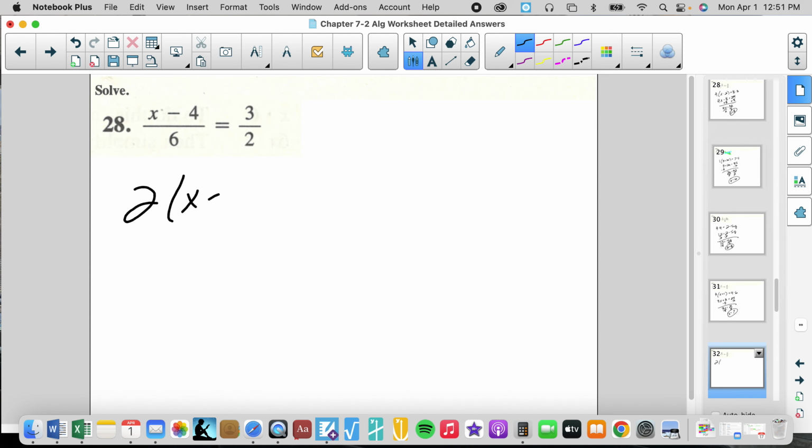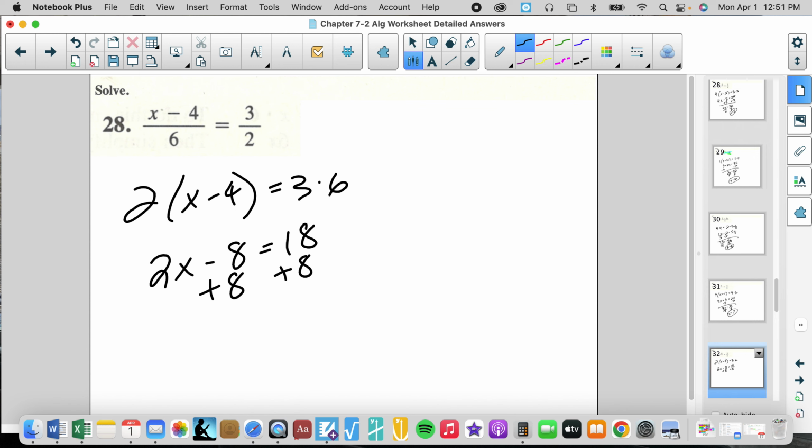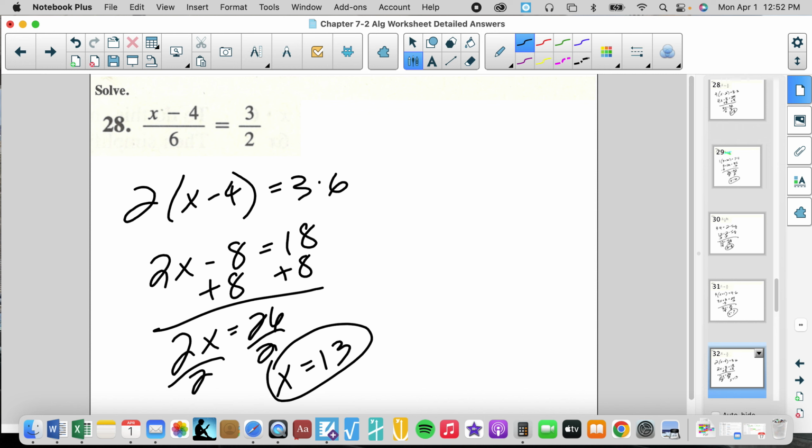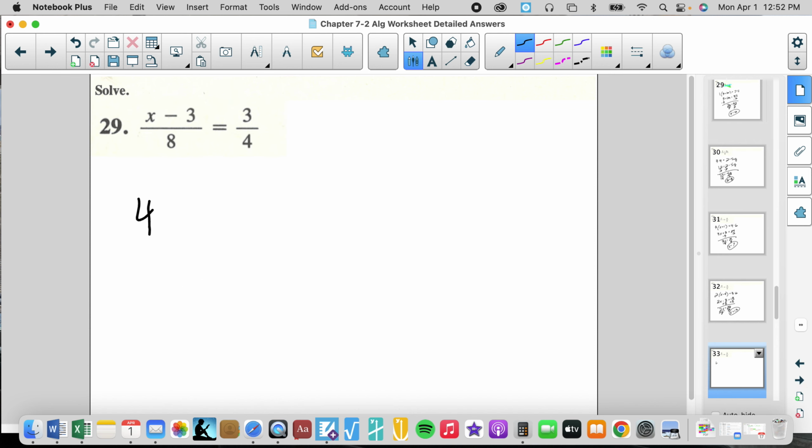2 times the quantity x minus 4 equals 3 times 6. 2x minus 8 equals 18. Add 8. 2x equals 26. Divide by 2. X equals 13. 13 minus 4 is 9. 9 over 6 reduces to 3 over 2. Those are equivalent. 4 times x minus 3 equals 3 times 8.